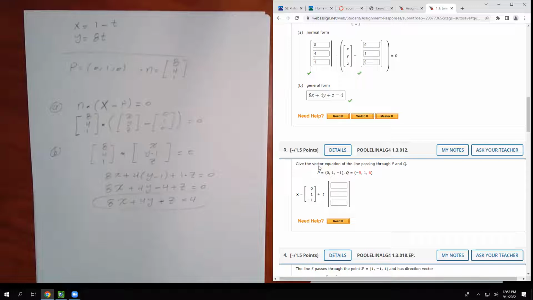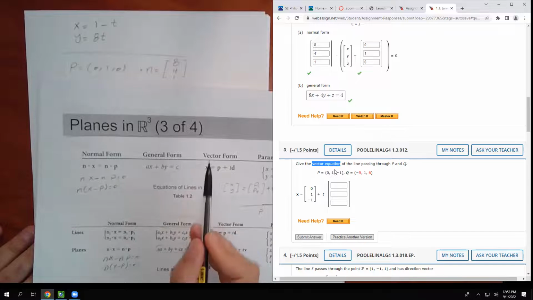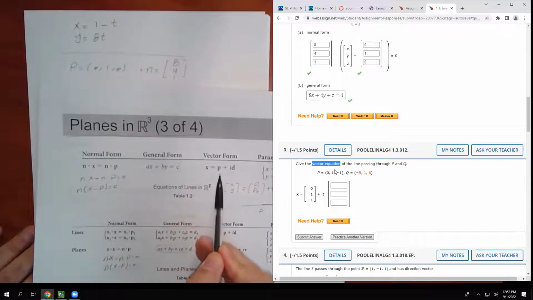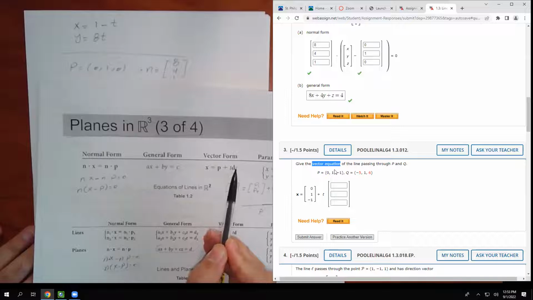So that means this is the vector form. If you look, vector equations, that means this is the vector form, just similar to this one. I have x, and this is the p plus t and d. The only thing we're missing here is the d.